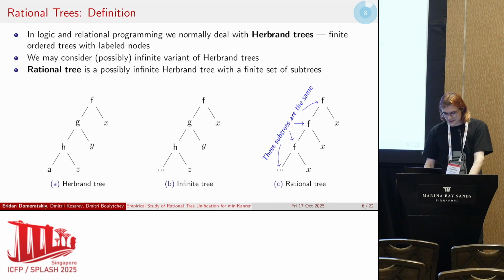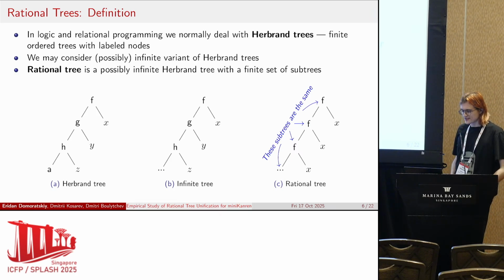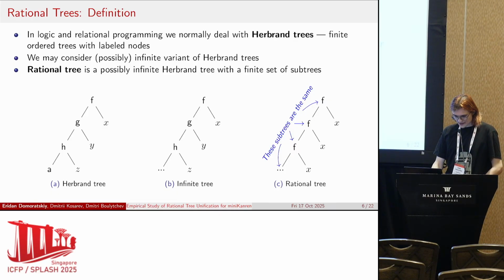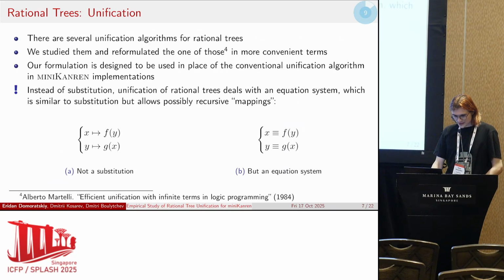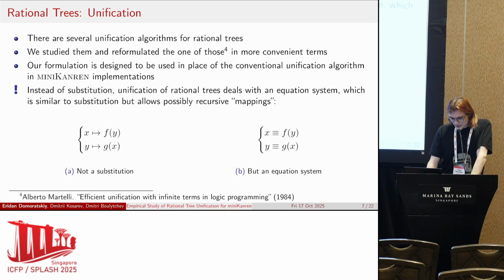Okay, what is a rational tree? A rational tree is just like an infinite Herbrand tree, but where we have only a finite number of subterms, subtrees. Okay. How do we do unification? We have studied an already existing unification algorithm and reformulated it in some more convenient terms.